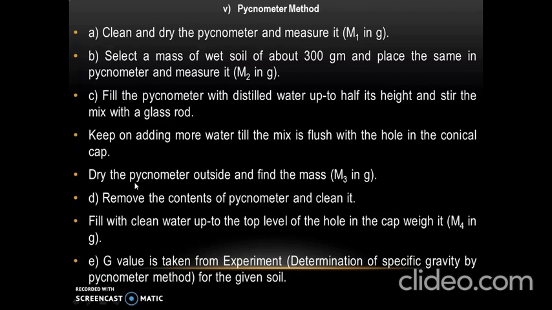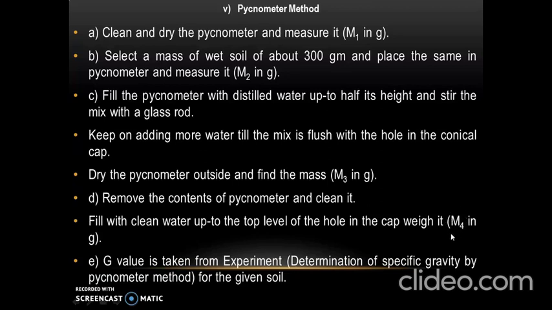Later on, we need to dry the pycnometer from outside and note down its mass, which will be M3. At the end, we need to remove all the contents present in the pycnometer, and it has to be cleaned thoroughly, and finally add water up to the top level of the hole in the cap, and its mass will be M4.